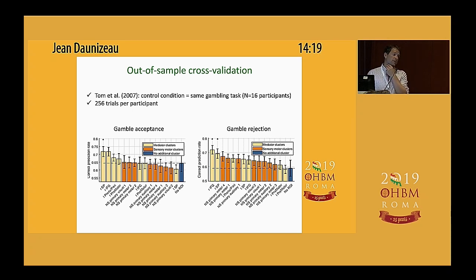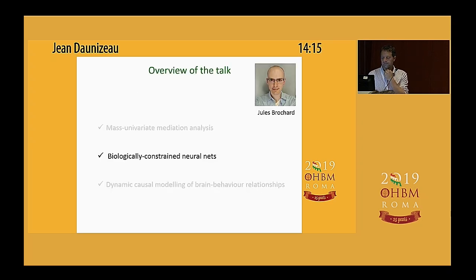But that's effectively all you can do with a mediation analysis. So you can potentially, using that, again, detect regions that somehow, well, I'm going to come back to that later. So, second technique: biologically constrained neural nets.